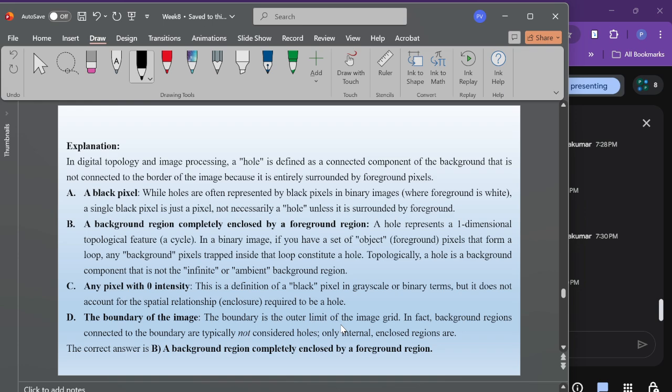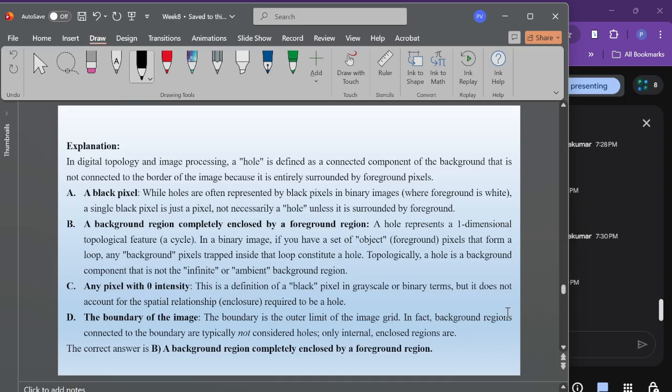Our next option is any pixel with intensity 0. This is a definition of a black pixel in grayscale or binary terms, but it does not account for the special relationship required to be a hole. And option D is the boundary of an image. A boundary is the outer limit of the image grid. In fact, background regions connected to the boundary are typically not considered holes. Only internal enclosed regions are considered holes.